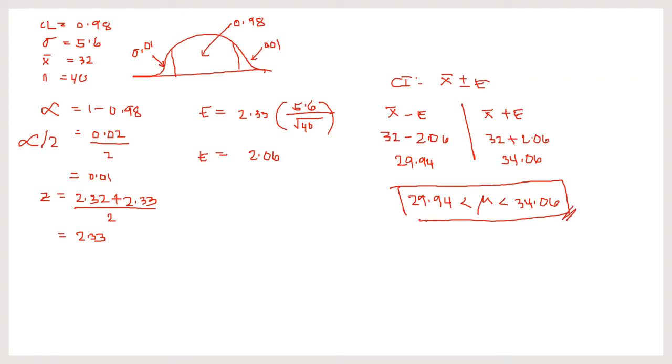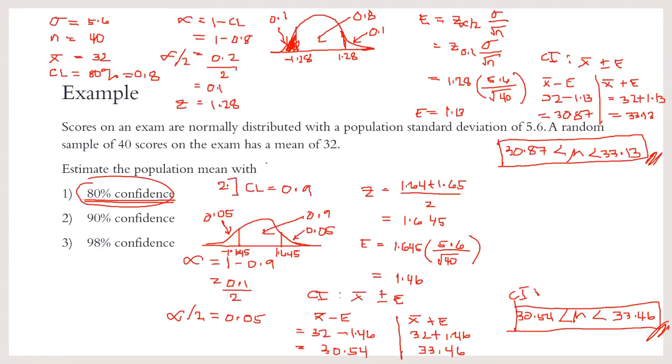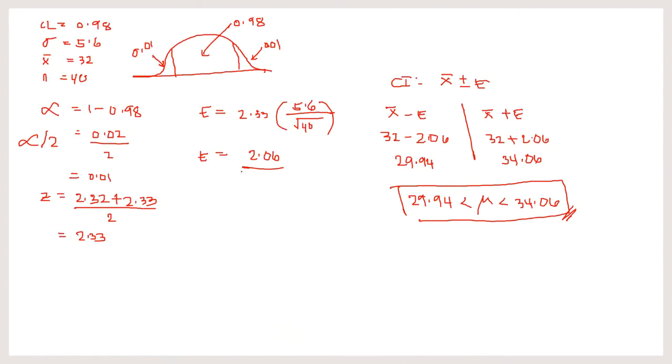If you can observe, the bigger the confidence level, the wider our interval gets, and our margin of error also gets bigger. As you can see from here, our margin of error is just 1.13 in 80% confidence, 1.46 in 90% confidence, and when it comes to 98% confidence, our margin of error becomes bigger, which is 2.06.